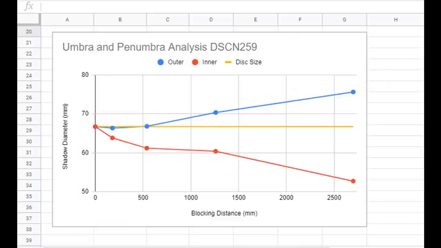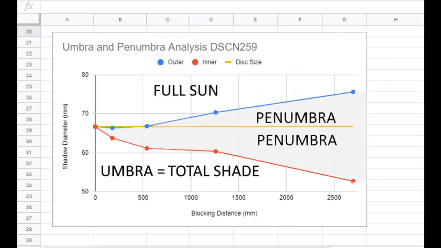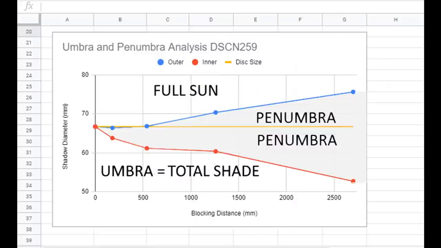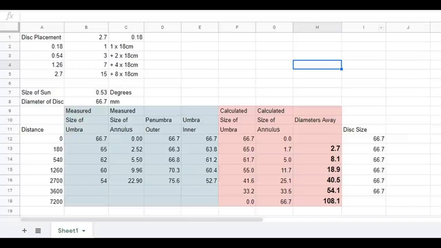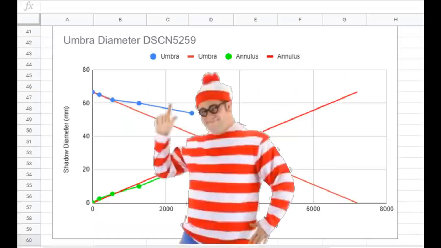Now you see here the orange line is at the 66.7 blocking object diameter, and notice how the penumbra and the umbra both diverge away from 66.7. That's exactly what we'd expect to see. Now let's have a look at some maths. The maths shows us that the umbra will only extend to around 107-108 times the blocking object diameter when the light source is the sun. It has to be bigger than the blocking object for this to work.